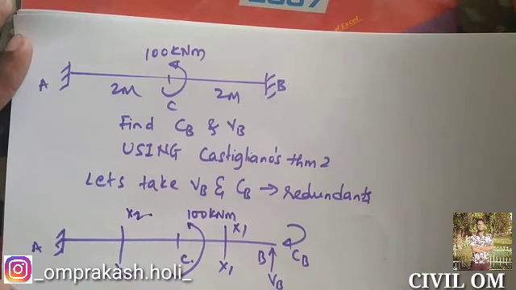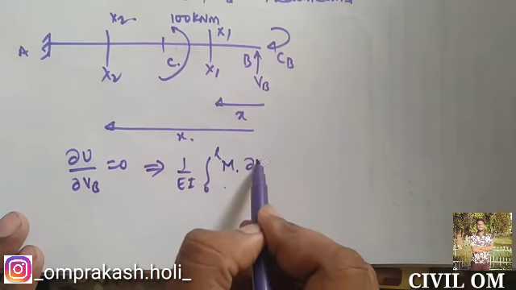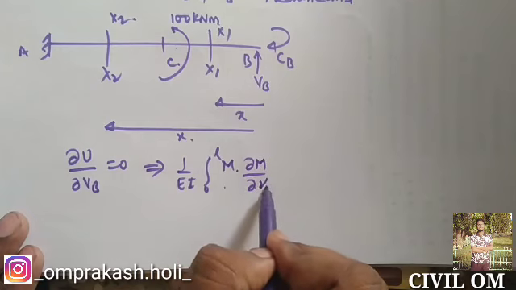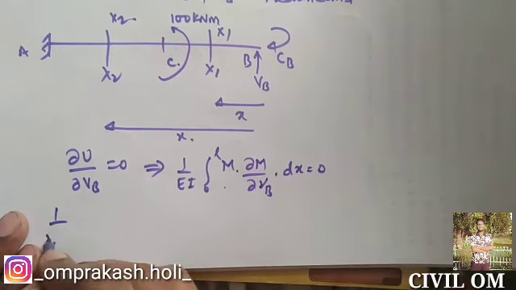Next what we'll do is ∂U/∂VB is equal to 0. This implies 1/EI integration of 0 to L of M into ∂M/∂VB is equal to 0. So 1 over EI integration of, first portion we will consider. This distance is how much? 2 meter and this is also 2 meter. So 0 to 2 is the limit, BC considering B as the origin. So what is the expression that we are going to get? VB into x minus CB into x into dx.